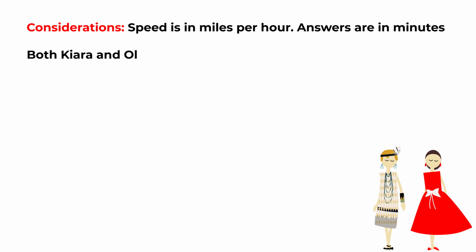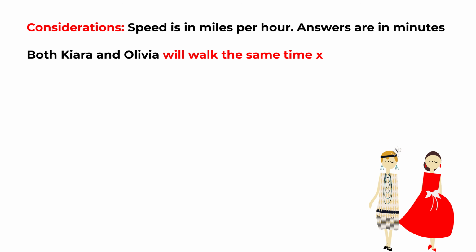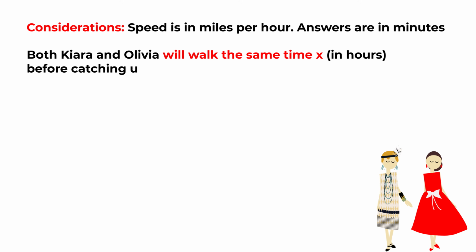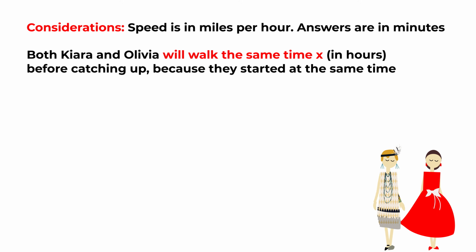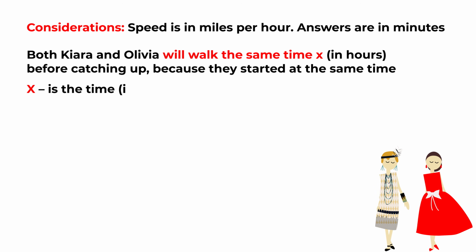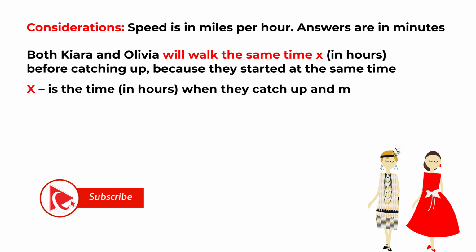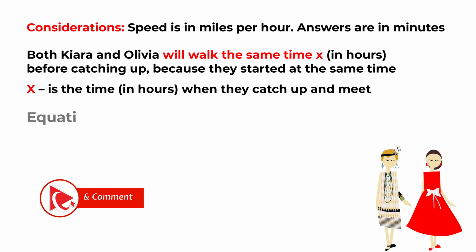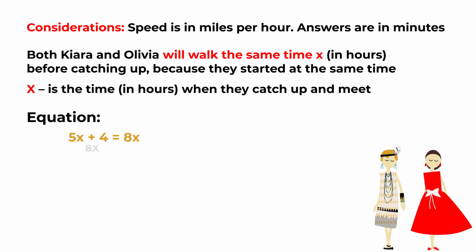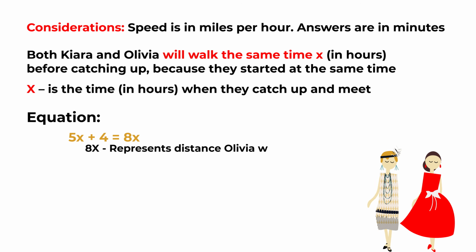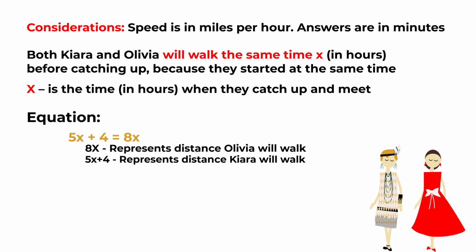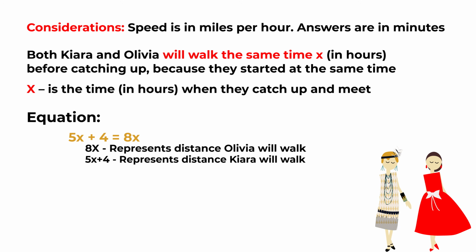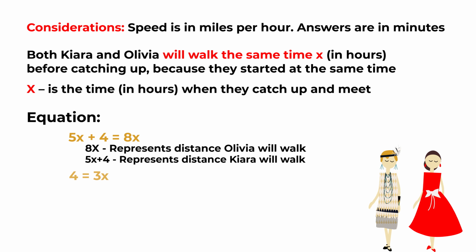Another important point is that both Kiara and Olivia will walk the same time, and we can put it as x in hours before catching up, because they started at the same time. In our solution, x will be the time in hours when they will catch up and meet. To solve this challenge, we need to build an equation. 5x plus 4 equals 8x. 8x represents how much Olivia will walk, and 5x plus 4 is representing how much Kiara can walk. And the starting point for this will be the starting point of where Olivia starts, since Olivia starts 4 miles behind.